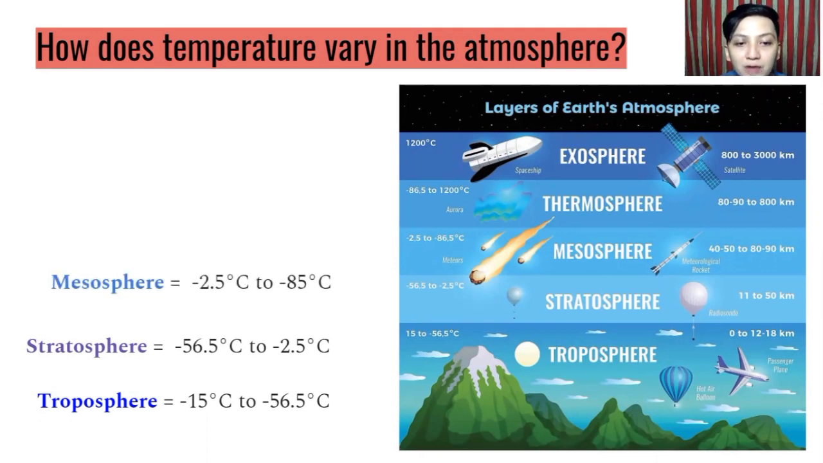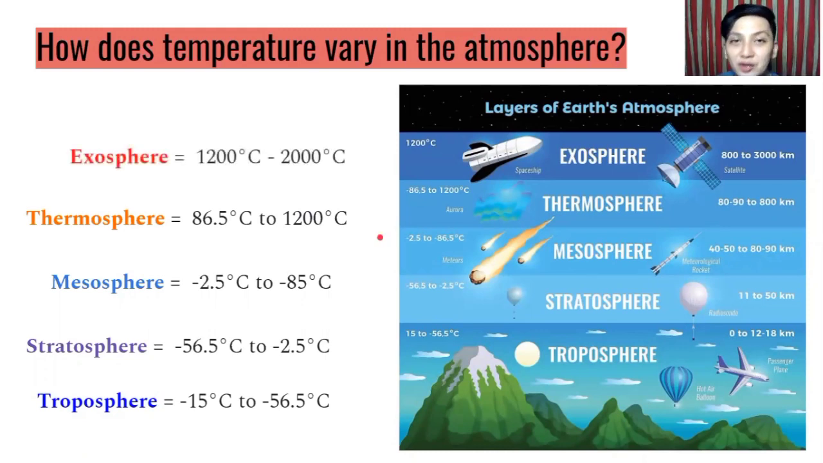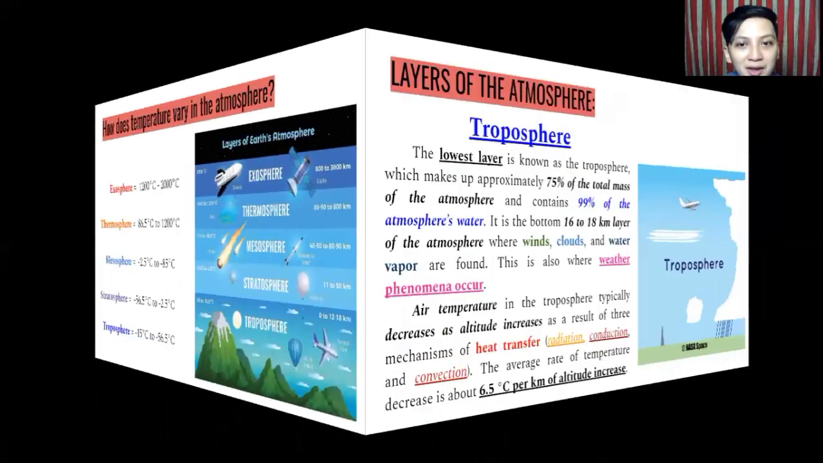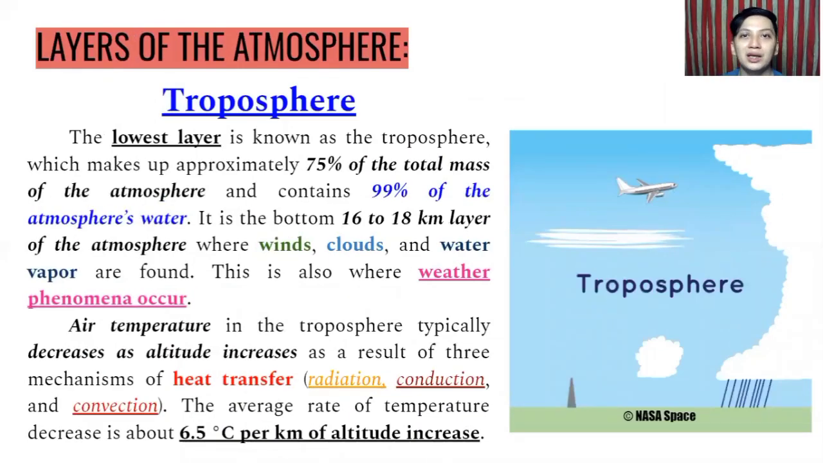The mesosphere ranges from negative 2.5 degrees Celsius to negative 85 degrees Celsius. And then we have the thermosphere, which ranges from 86.5 degrees Celsius to 1,200 degrees Celsius. Then the exosphere, that is 1,200 degrees Celsius to 2,000 degrees Celsius and above. Okay, so we will examine each layer of the atmosphere.